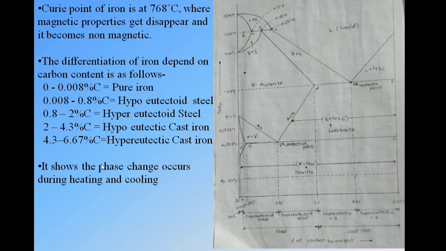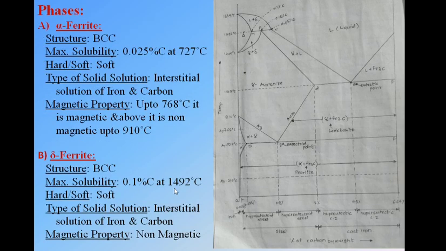Next, it shows the phase changes that occur during heating and cooling. As we increase the temperature of a material, it is a heating process. As we cool it, the temperature is decreasing. So when we heat the material and when we cool the material, it always shows the phases. Okay, so we will move to the next one. See, we are going to the phases. As we know, there are a total of 7 phases.